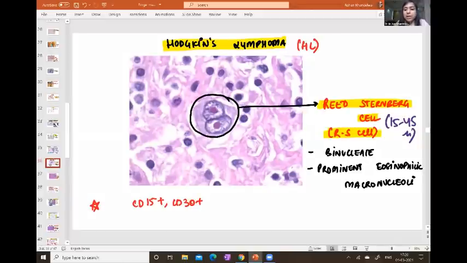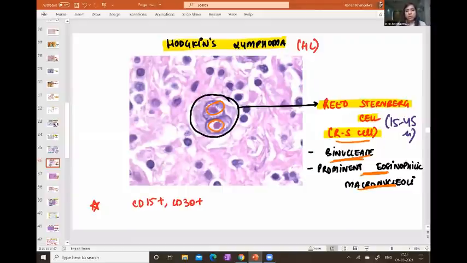Can you people see that this cell is a binucleate cell? You can see two nucleus and there are prominent eosinophilic macronucleoli. The nucleoli are pink in color and quite big, huge nucleoli, right? So that is a binucleate prominent eosinophilic macronucleoli. That's a spotter for all of you.